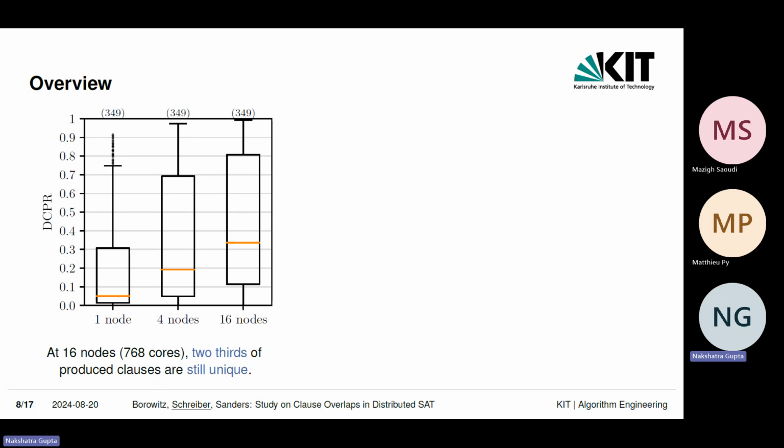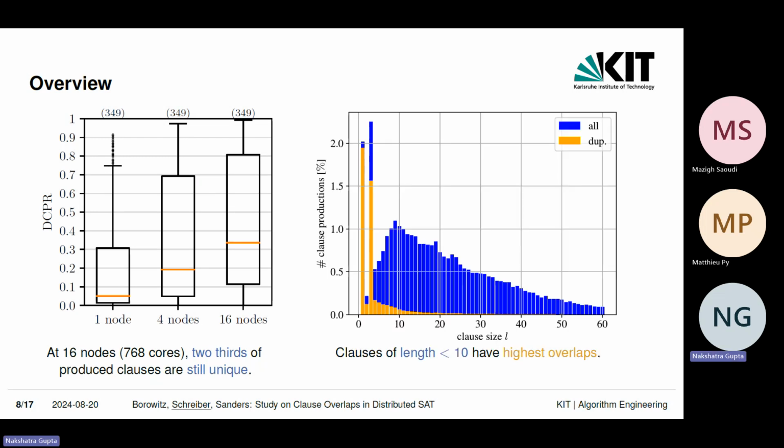However, this is actually a bit less than what we would have imagined. Like at 16 nodes, that's 768 cores of running our distributed solver. Still, about 2/3 of our produced clauses are still unique, right? And that's kind of more than we thought. We also looked at how our clause length plays into that. So how is the distribution over the clause length, both over the produced clauses, that's the blue bars here, and then over the ratio of the duplicates that we got.